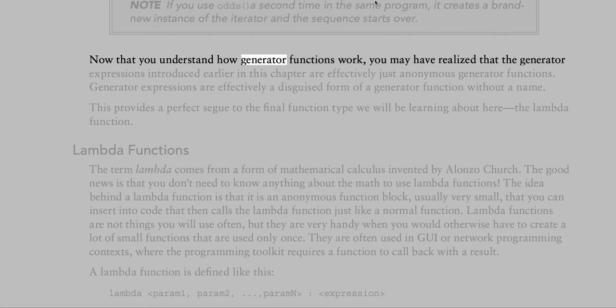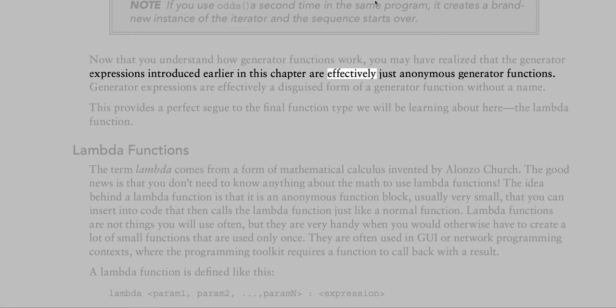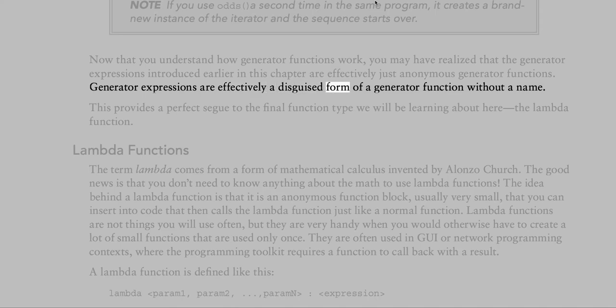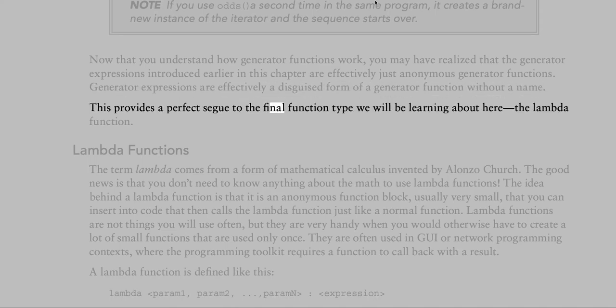Now that you understand how generator functions work, you may have realized that the generator expressions introduced earlier in this chapter are effectively just anonymous generator functions. Generator expressions are effectively a disguised form of a generator function without a name. This provides a perfect segue to the final function type we will be learning about here, the lambda function.